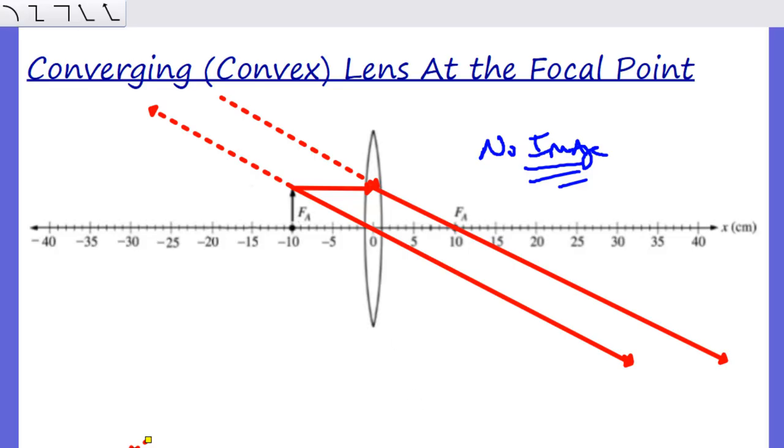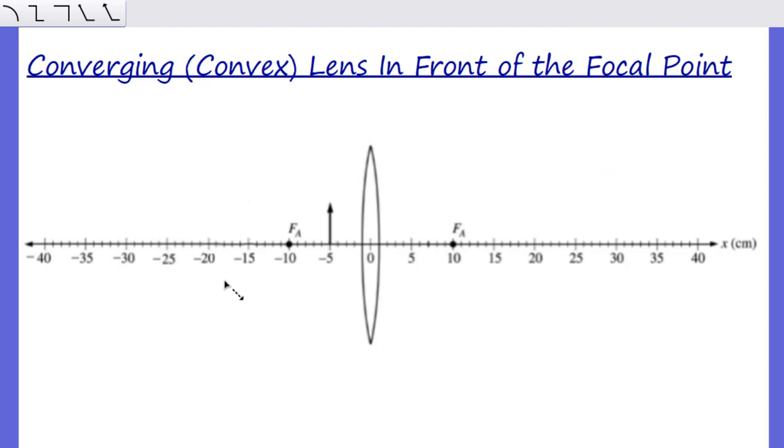But I still have one more ray diagram with my converging lens, and that is when I'm in front of the focal point. So let's take a look at what happens in front of the focal point. What's my first rule? I always draw a line going to the lens.